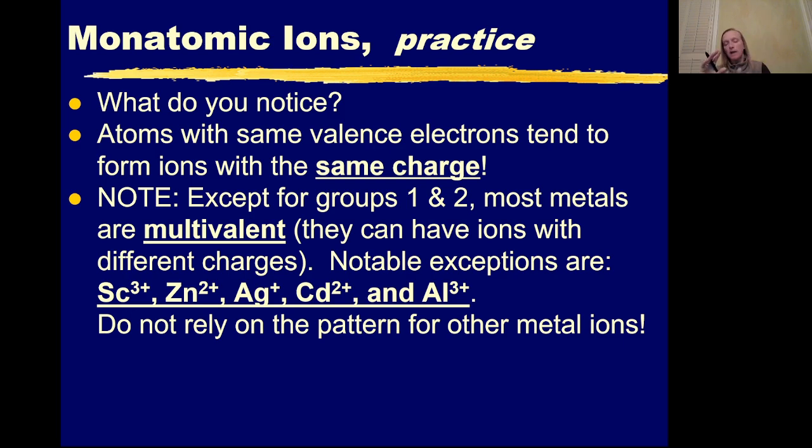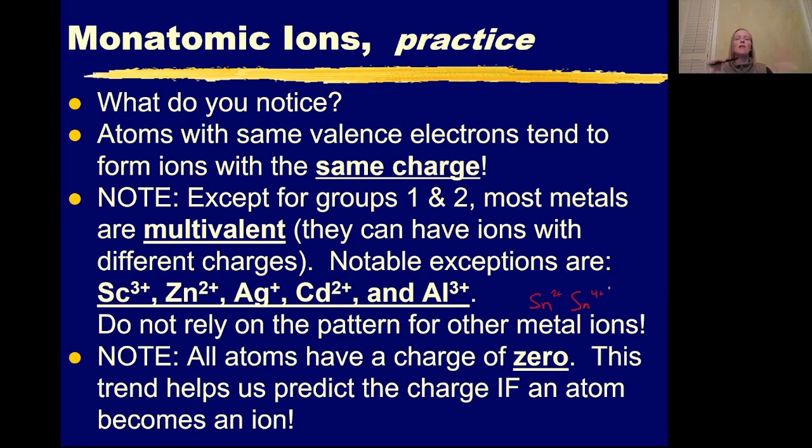Please do not rely on the pattern that we just did for other metal ions. So especially things like tin can be +2 or +4. Same thing for lead, and most of the metals in the dip of the periodic table.